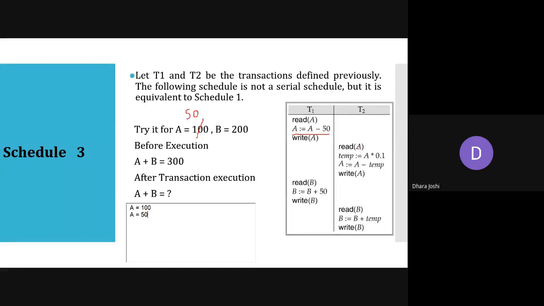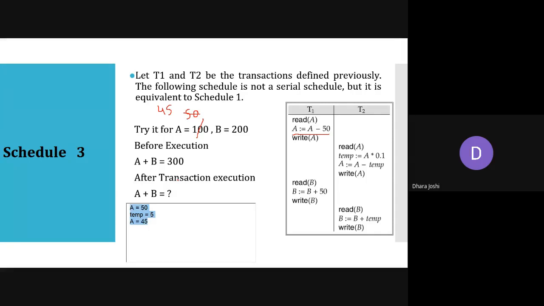Then I am reading A from the database. So now in the database A equals 50. In temp, I am calculating 10% of A, which will be 5. And I am deducting this 5 from this 50, so it will be 45. Okay, and I'm writing this 45 into the database.